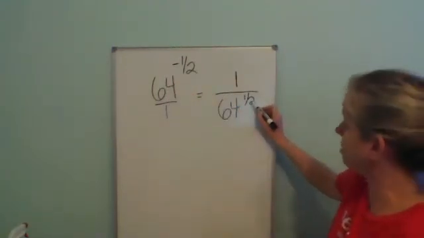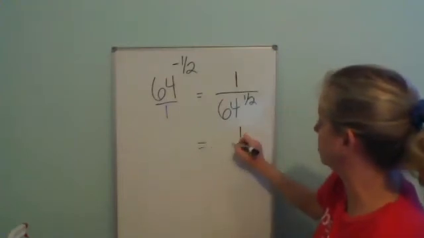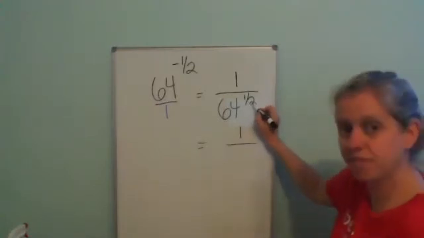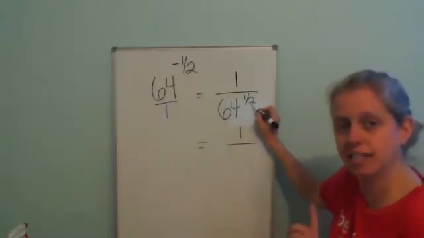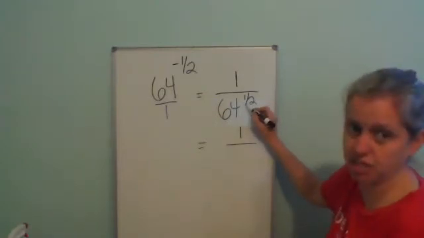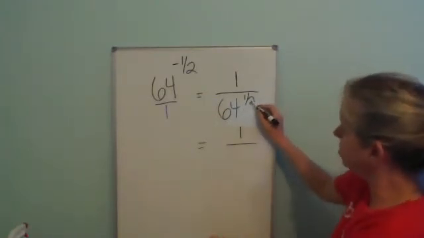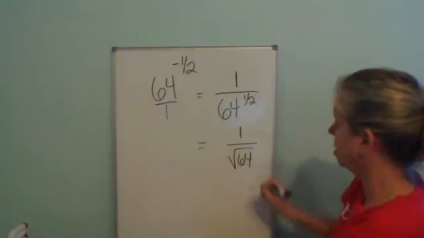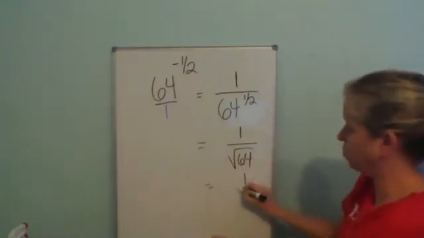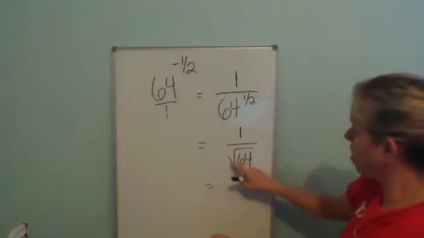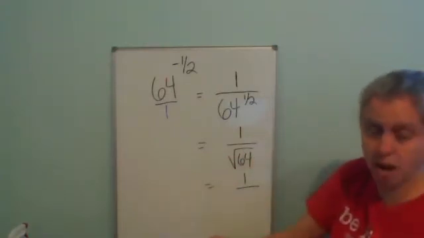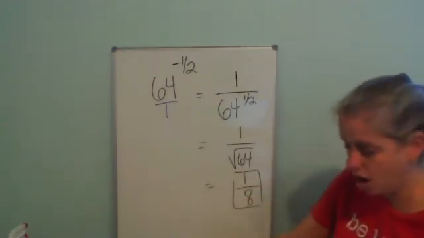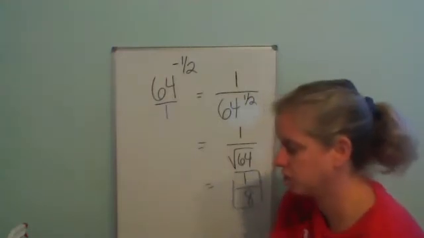Now, we've got to simplify this. So let's think about what that means. The top stays as a 1. What does 64 to the 1/2 power mean? Let's think about that as a radical. That doesn't mean half of 64. What it does mean is the square or second root of 64. So let's think about what that means. That would have a 1 still up top. And what is the square root of 64? What number times itself is 64? That would be an 8. So 1/8 would be your answer.